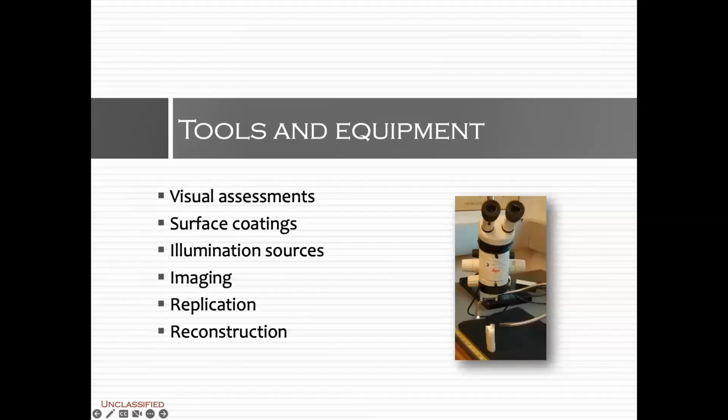In this section, we'll be discussing some of the tools and equipment that can be useful in fractography analyses. The great thing about this is that many of the tools and equipment are relatively easy to access and inexpensive.